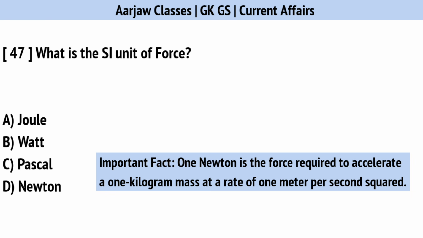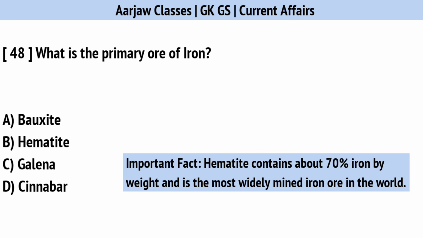What is the SI unit of force? Correct option is D, Newton. What is the primary ore of iron? Correct option is B, hematite.